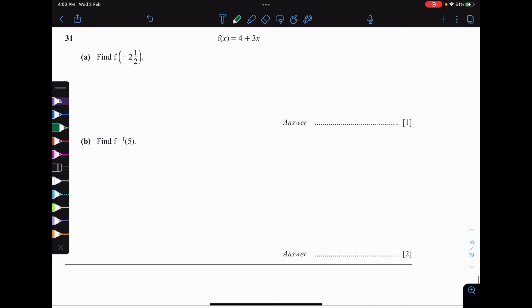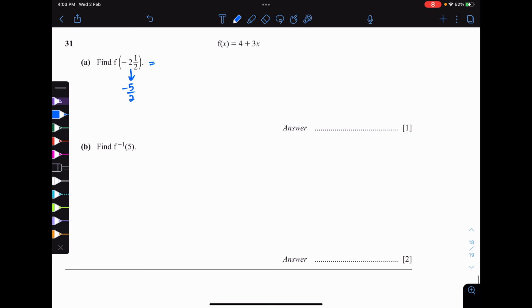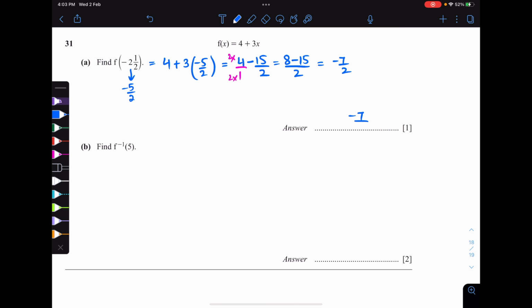All right. Now, for question number 31, the first part is to put 2 whole 1 by 2, which is 2 twos are 4 and plus 1 is 5 by 2, into the formula. So this is 4 plus 3 times 5 by 2. So this is 4 minus 15 over 2. And now you take the LCM. So this is (8 minus 15) over 2. This would be negative 7 over 2. This is your final answer.